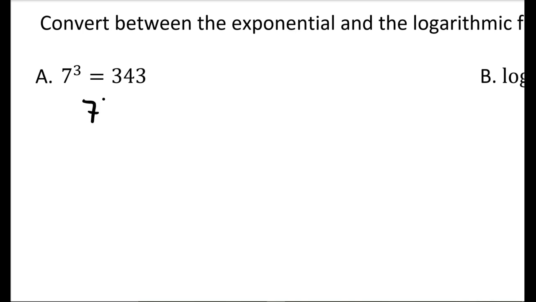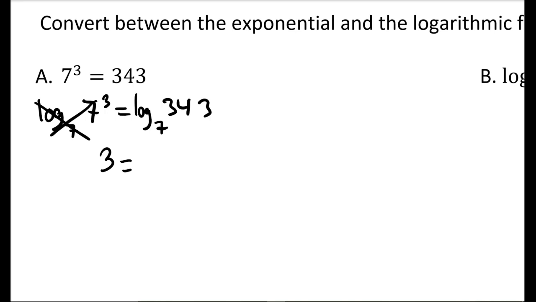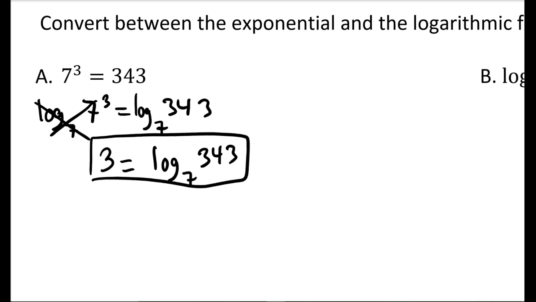So in order to get rid of the 7, I have to take the log of both sides, but log base 7, so that way they match. All right, so now the 7 and the log base 7, they match, so they cancel. Now I get the exponent by itself, which is exactly what I wanted. All right, that's my logarithmic form.